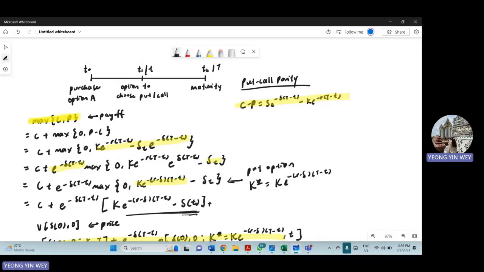Besides that, the choice between put option and call option also depends on the underlying asset going upward or downward. For example, if the underlying asset is going upward, then we will choose the call option as it has a higher value at T1. And if the underlying asset is dropping from T0 to T1, then we will choose the put option as it has a higher value.